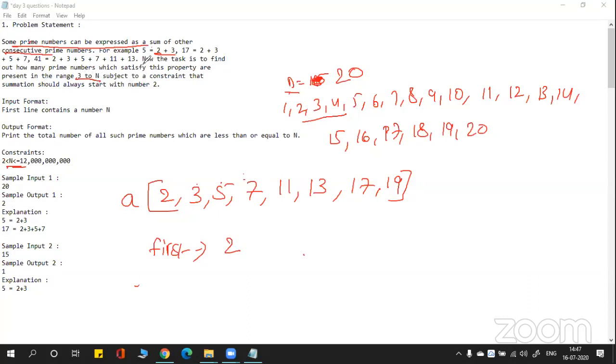So now the task is to find out how many prime numbers which satisfy the property are present in the range of 3 to n. From 3 to n, whatever numbers there are with these properties, that count we should find out.